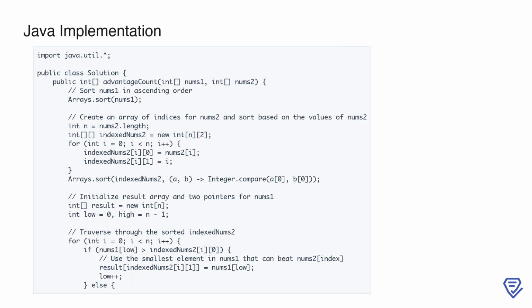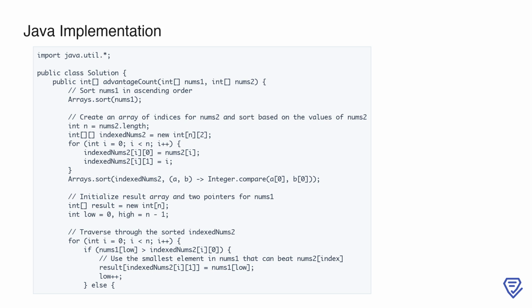Here, we start by implementing the advantage shuffle problem in Java. First, we sort the nums1 array in ascending order to make it easier to select the smallest or largest values as needed. Then, we create an auxiliary array called indexNums2, which stores both the values of nums2 and their original indices. This is important because the final result array needs to maintain the relative positions of nums2.